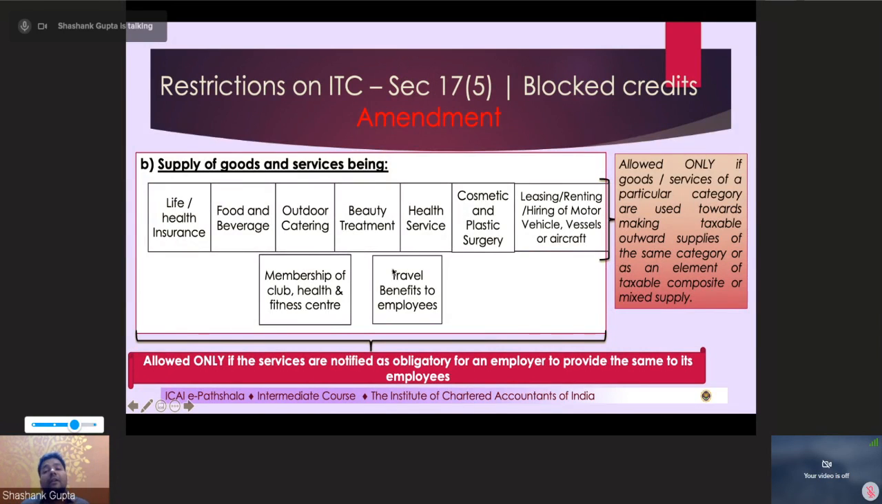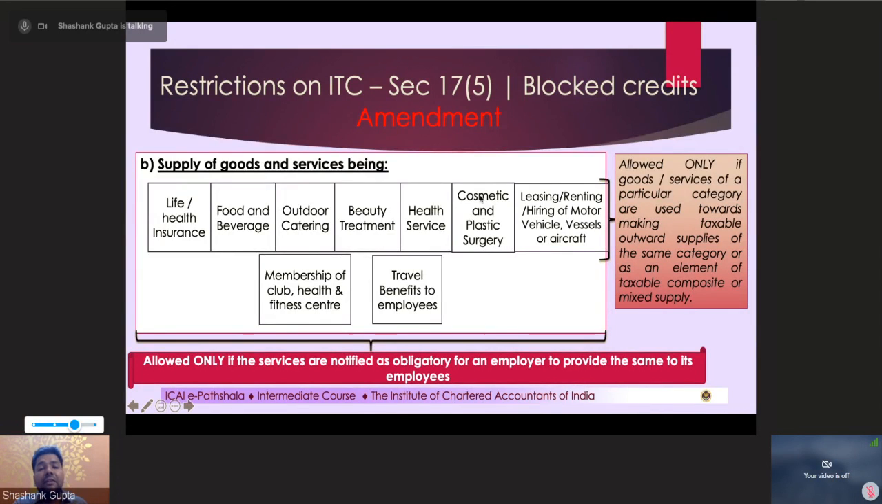credit can be available to the employer if any of these services are obligatory for an employer to provide to its employees. For example, health insurance, people working in coal mines. Law says if you are getting people to work in coal mines, you have to obtain their health insurance. So, mandated by law becomes obligatory, hence credit will be allowed. Food and beverage, more than 100 people working in a factory, you need to arrange for the fooding. Hence, credit will be available.